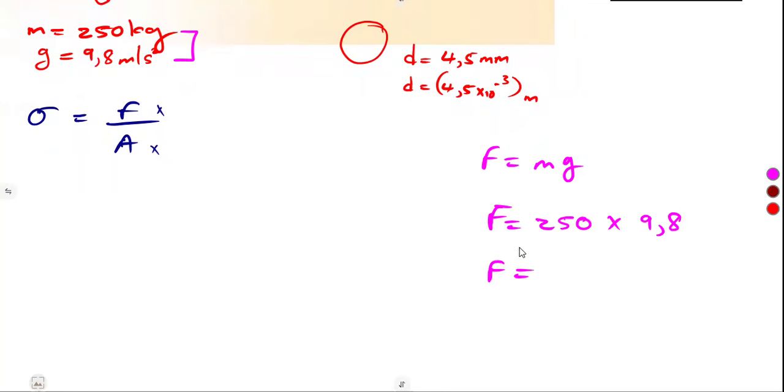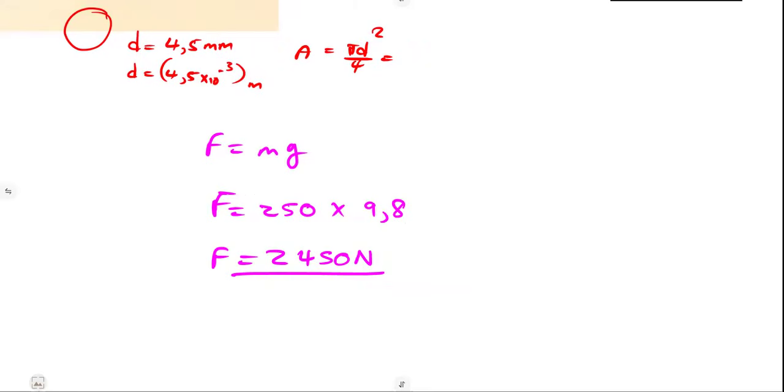So that was going to give us a force of 2,450 Newton. All right, so we've got the force this time. Then the area from the diameter, that is pi d squared over 4. Like I said, we can even use the millimeters as they are. So that is pi times 4.5 squared over 4.